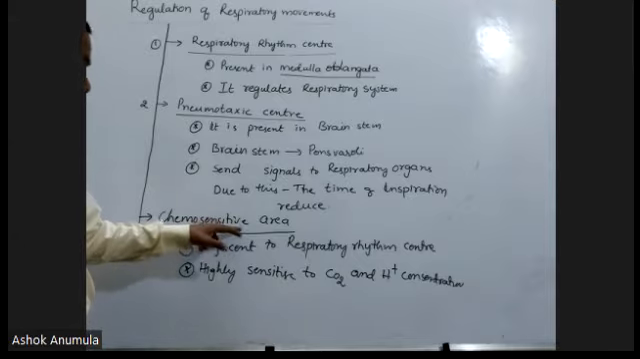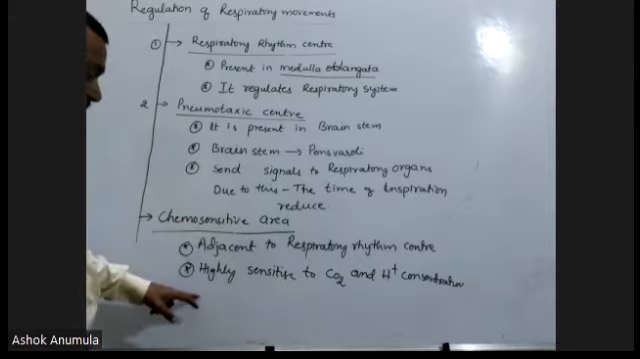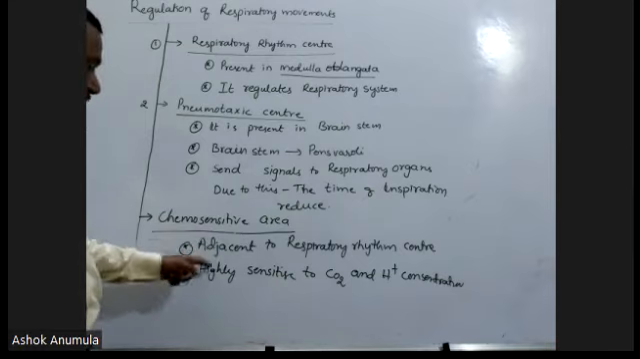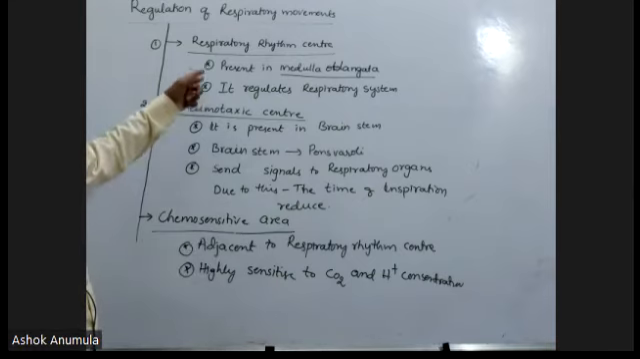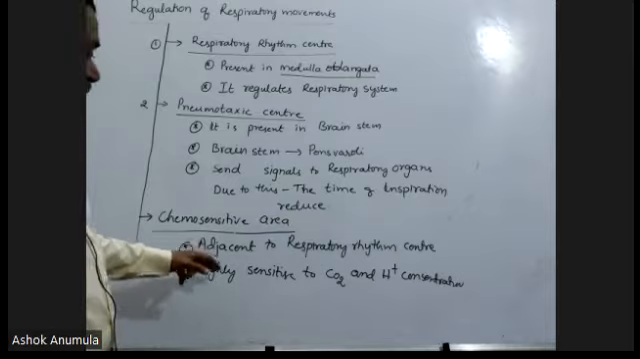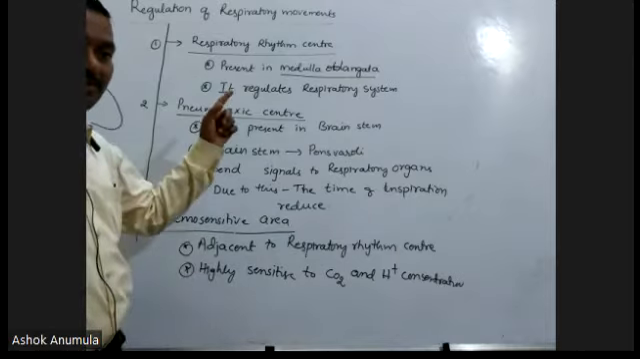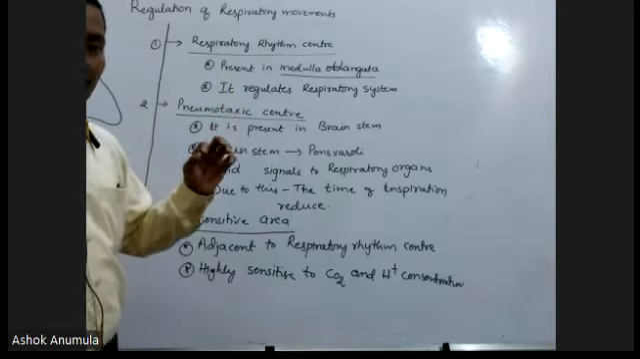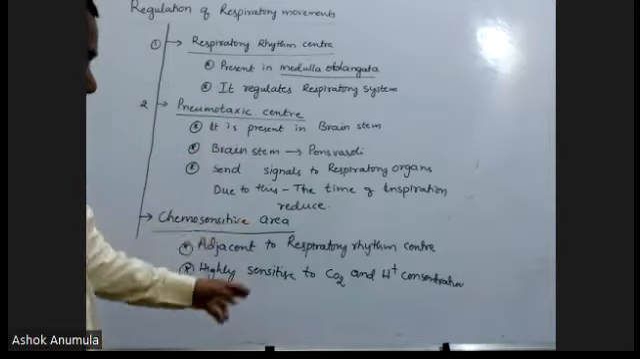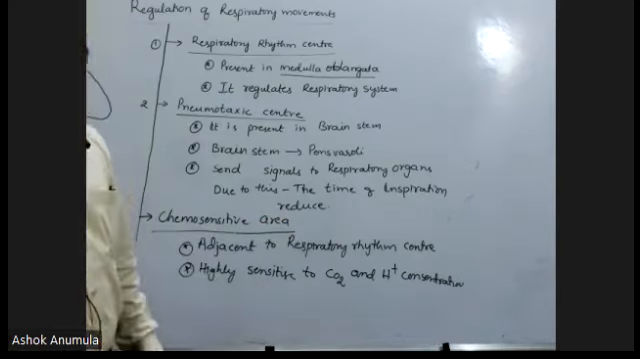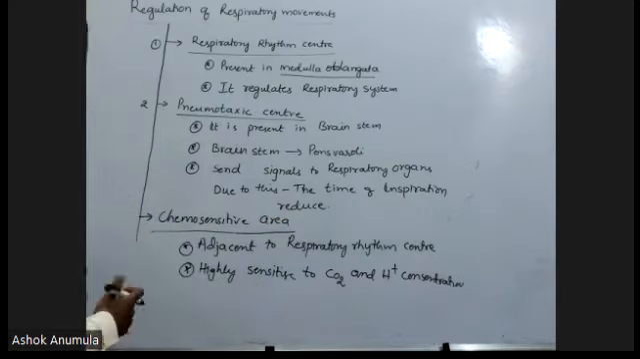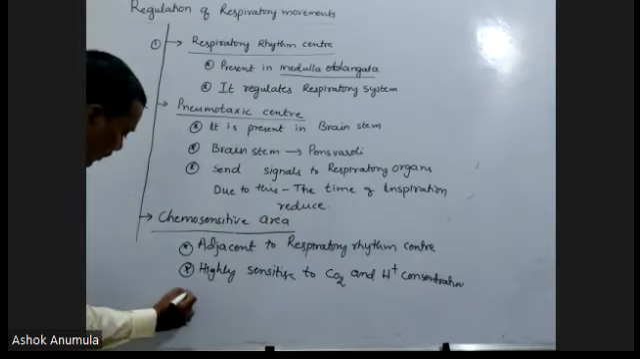Immediately the chemosensitive area recognizes it and sends signals to the respiratory rhythm center. The chemosensitive area sends the signals to the respiratory rhythm center to normalize this carbon dioxide and hydrogen ion concentration. Here you can take this as the most important point.